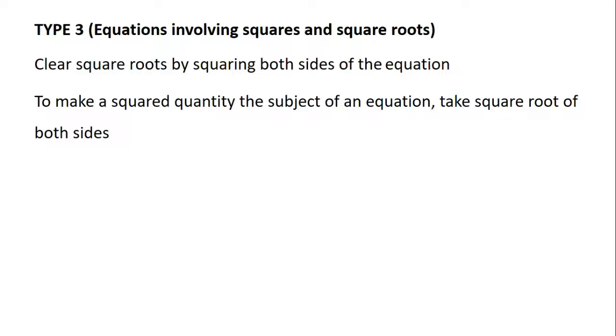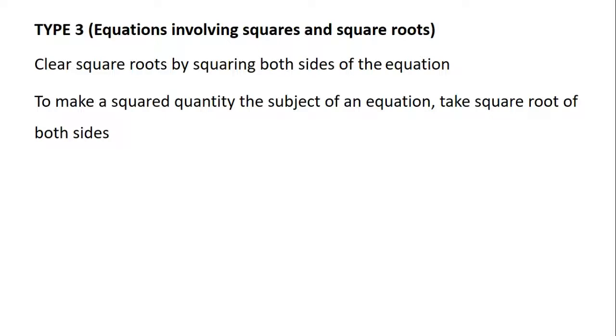What do we do? The first point says that you should clear the square root sign by squaring both sides of the equation. So if there's a square root sign in the equation, you first have to remove the square root sign by squaring both sides of the equation. We will learn how to do that. If the variable that you want to make the subject is a squared term or a squared quantity, you take the square root of both sides so that that variable can be made the subject. We will also understand how to do that.